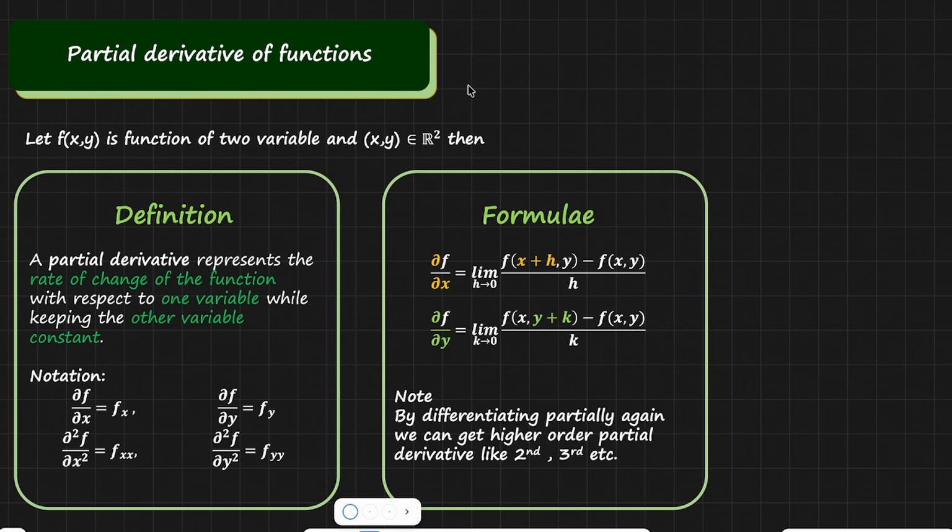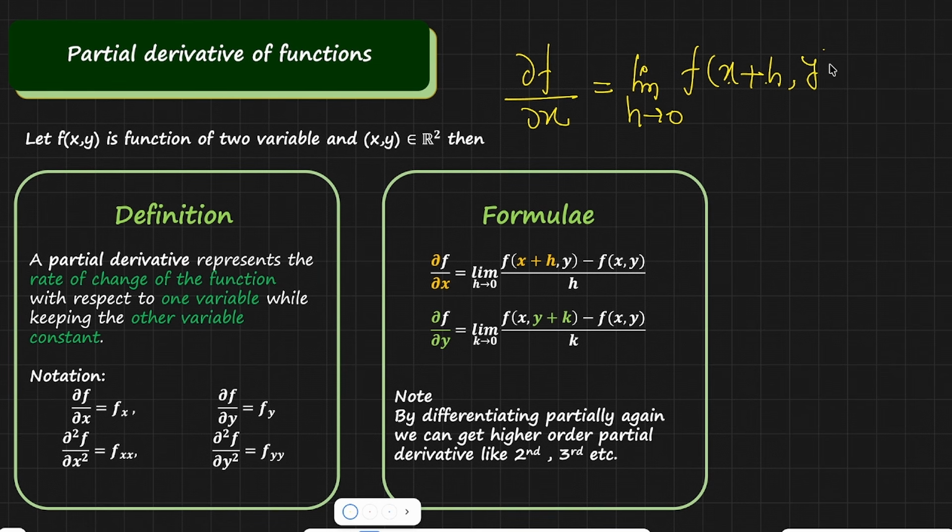So whenever you are finding the partial derivative with respect to x, this represents the change in the x direction. So it is limit h tending to 0, where h represents the change, f of x plus h, change in x direction, y is the same, minus f of x comma y, divided by h.